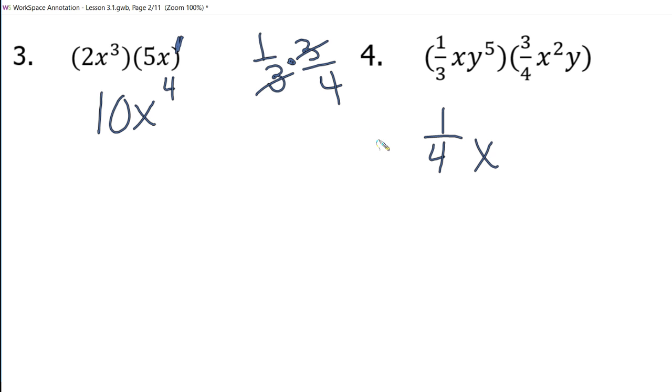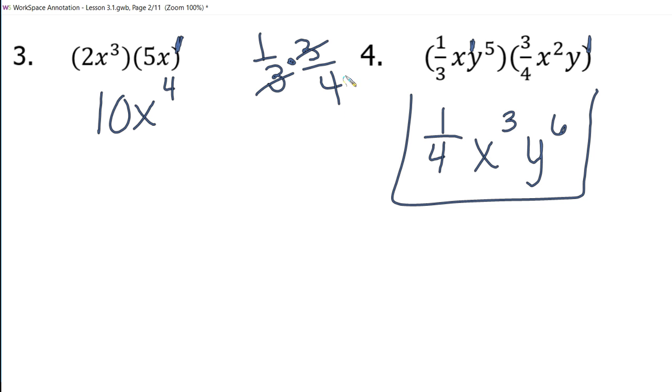Now, when you're multiplying, make sure you add the exponent. So this x, what is the exponent? Up here is a 1, and when you add it with the 2, we get 3. Now, for the y's, this is a 5, this is a 1, so 5 plus 1 is 6. So the answer is 1/4 x cubed y to the 6th. It has to be in that order. X comes before the y.